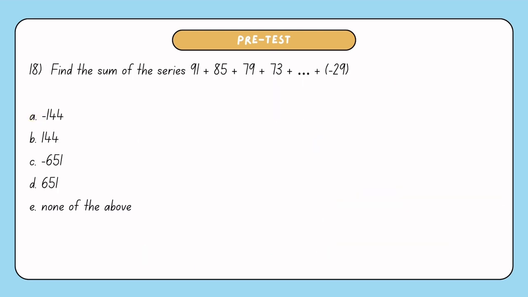Number 18. We are asked to find the sum of this series. And to do that, una, kailangan muna natin malaman kung ilan nga ba yung number of terms sa series na to. Let's recall the equation an equals a1 plus n minus 1 times d, where d is the common difference. We can find d by subtracting 85 minus 91, which gives us negative 6. So because we have the values for an, a1, and d, we just have to solve for n.